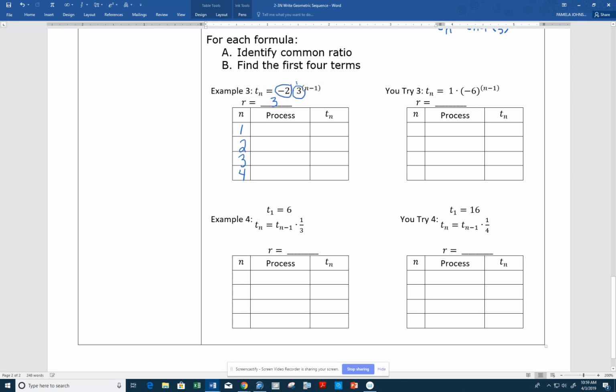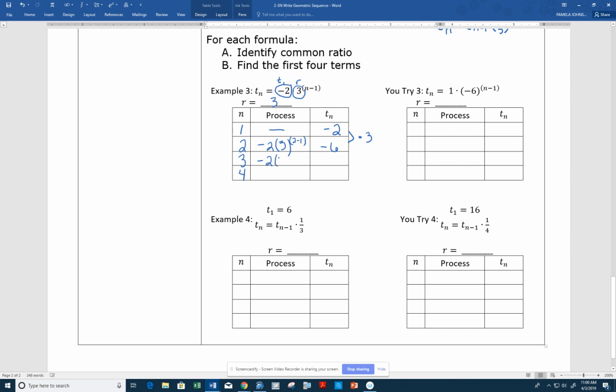This negative 2 is our first term, our t sub 1. So there's not a process there. We just needed to look it up. Then the next process is that we're going to do negative 2 times 3 to the 2 minus 1 power. Or we're just multiplying by 3. So negative 2 times 3 is negative 6. We're just multiplying by 3.